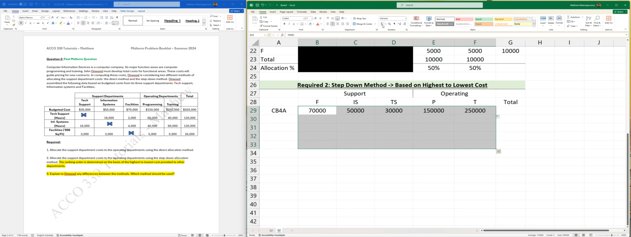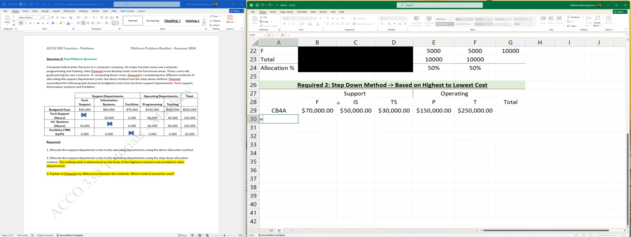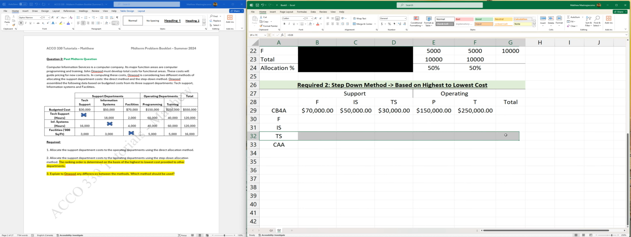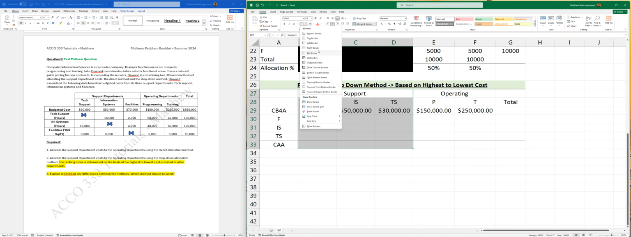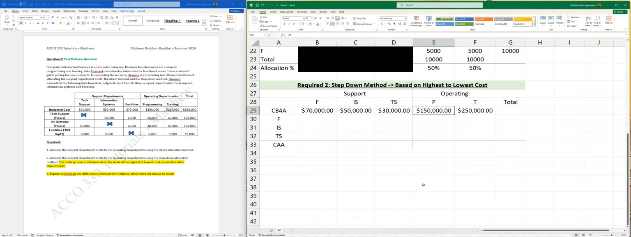Okay, and let's go put all dollar signs here as well. And we'll keep 2 decimals. Okay, now, guys, facilities is first, so that gets allocated first. IS is second. Tech support's third. Then we have cost after allocation. Okay, there we go. And we build our line down the middle. You know, aesthetics is everything here on Excel, guys. So there we go. Okay, now let's get into it.